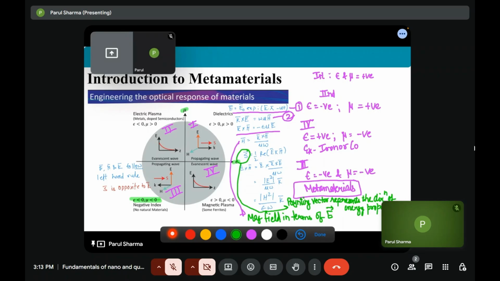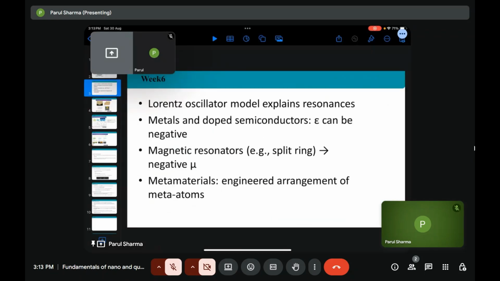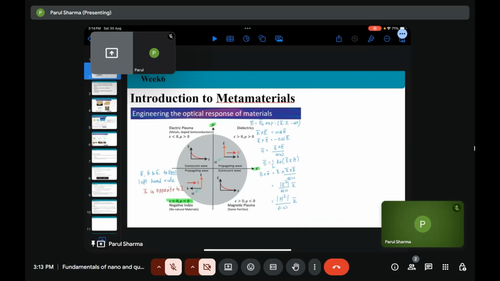Here, when we solve for the Poynting vector, we have the value E cross H. We will substitute the value of H here, so E cross k cross E upon mu. This is of the form A cross B cross C.